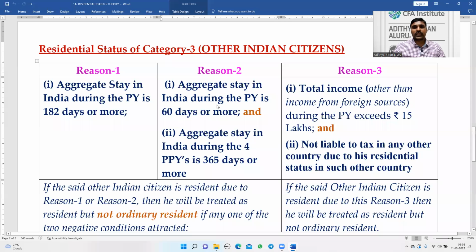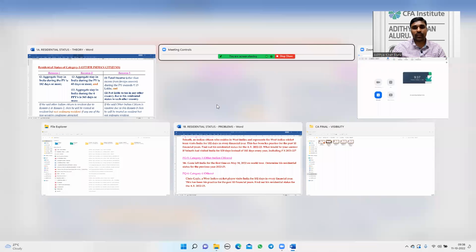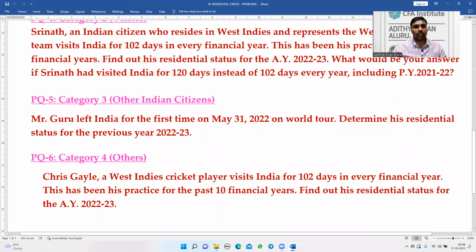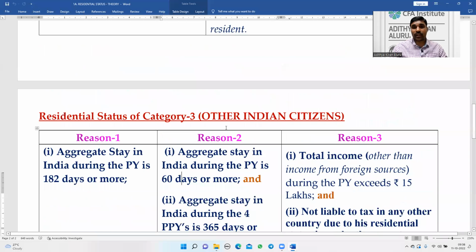So in this lecture, we'll discuss the problems relating to category 3 individuals determining the residency status. We'll solve one problem relating to category 3. Mr. Guru left India for the first time on May 31st, 2022 on a world tour. Determine his residency status for the previous year 22-23. Remember, he left India on a world tour, not for the purpose of employment outside India.